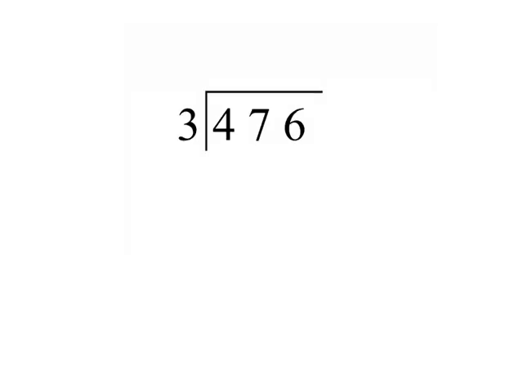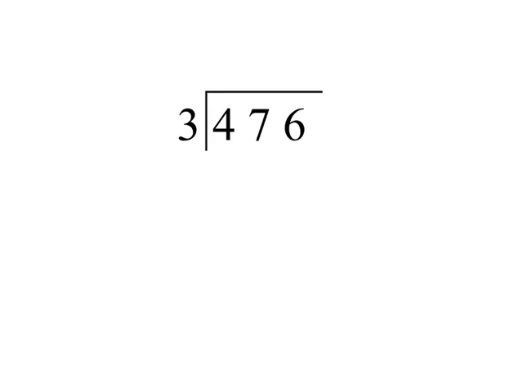Let's take a look at this problem. 476 divided by 3. Notice the way I'm saying this. It's not 3 divided by 476. It is 476 divided by 3. And if this were written out horizontally, you would see 476 divided by 3. So it's already written for us to work this problem out.